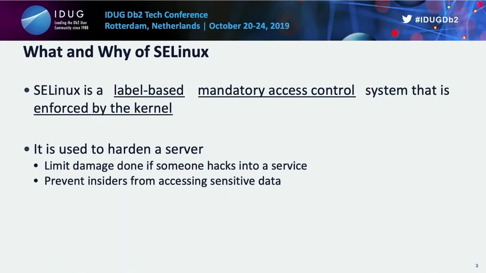So, the what and why of SELinux. So what is it? There's three main properties, okay? It is a label-based mandatory access control system enforced by the Linux kernel, okay? It's used to harden a server, and it really has two primary focuses that have kind of emerged from the technology. One is to limit the damage that can be done if someone hacks into a network-facing service. So like Db2, like a web server, an FTP server, something like that. Someone hacks into it. What can they do? They can't spread laterally to other machines. They can't affect other services on the system. That's its primary focus. You can also use it to prevent insiders from accessing data. So limiting what other users on that system might be able to do, blocking their usage just to authorized users.